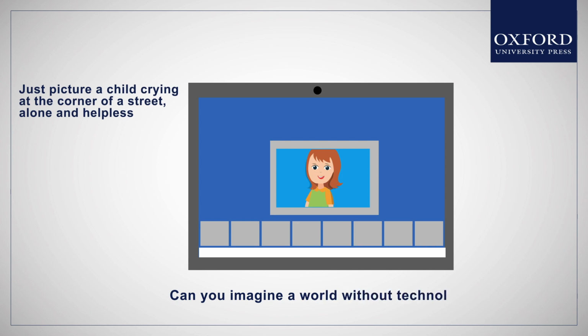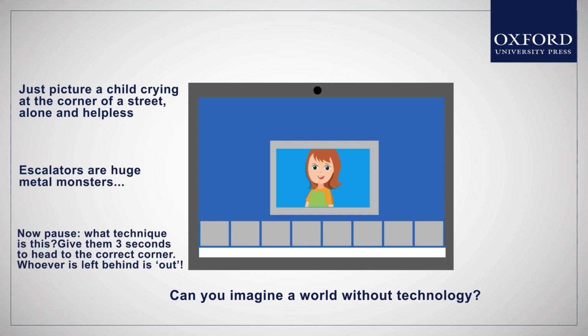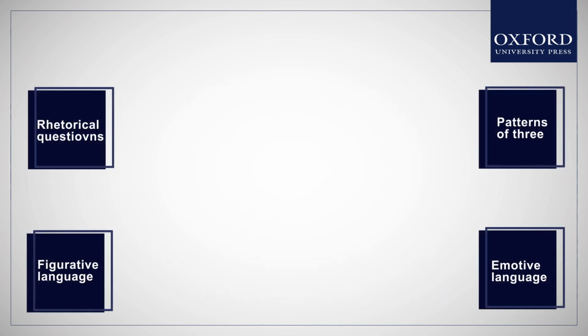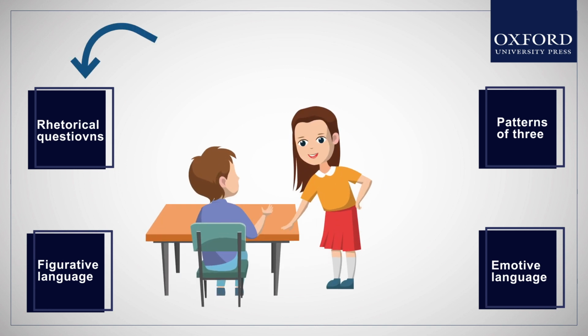So, can you imagine a world without technology? It would be a rhetorical question. They would get up and run to the corner that is labeled rhetorical question. They can do this in pairs, or they can do this individually. It's a lot of fun to familiarize students this way using embodied learning in a primary school classroom.